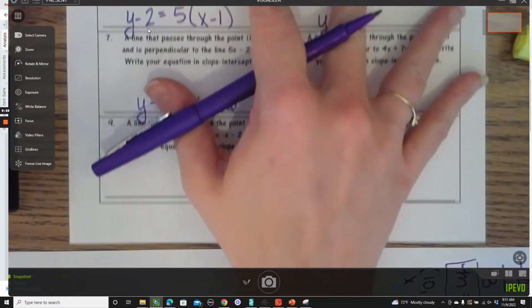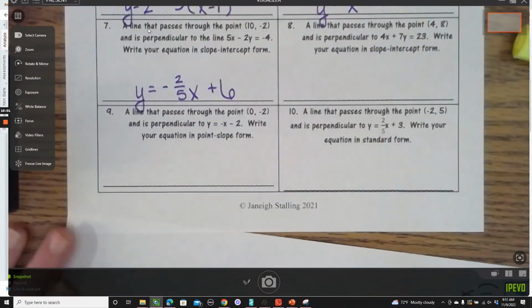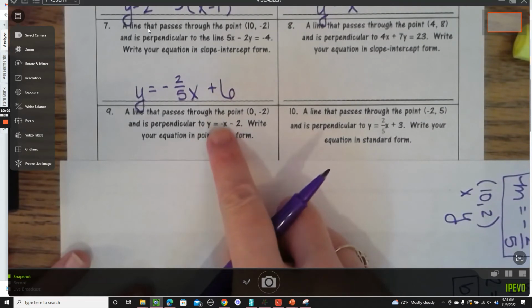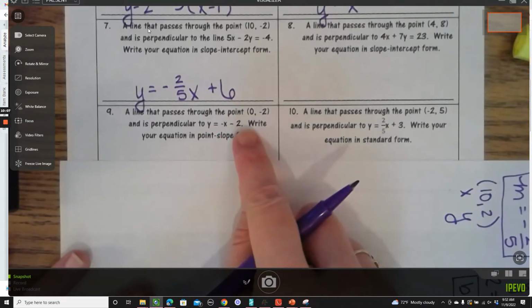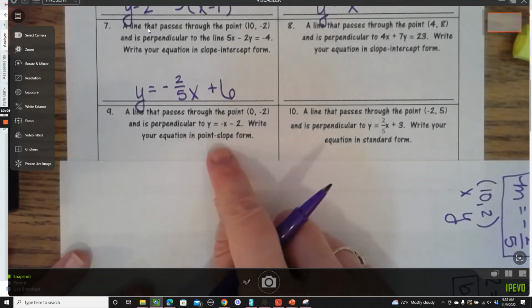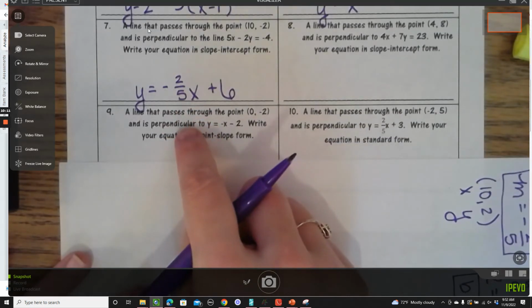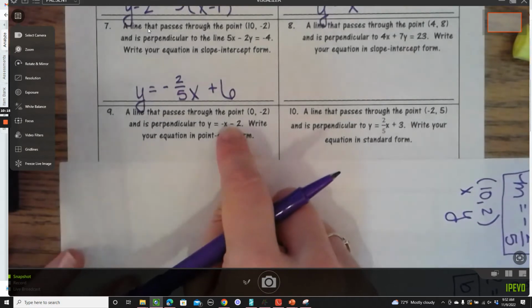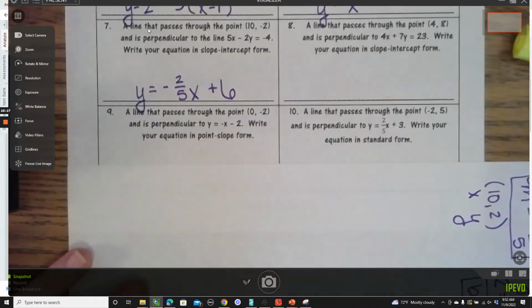All right, number 9, another perpendicular here. Passes through the point (0, -2), and is perpendicular to y equals -x minus 2. We're going to do point slope form. So, what's the slope of my original line? It's the number in front of the x.